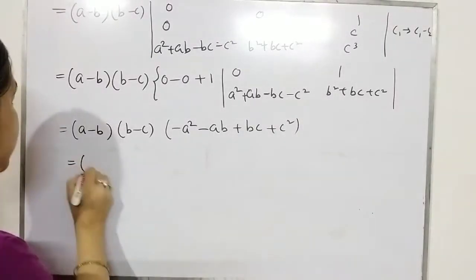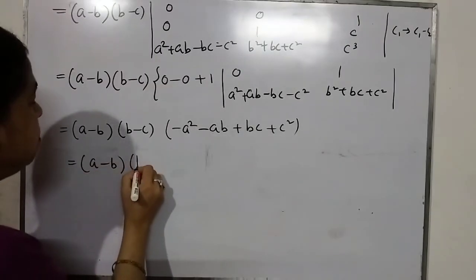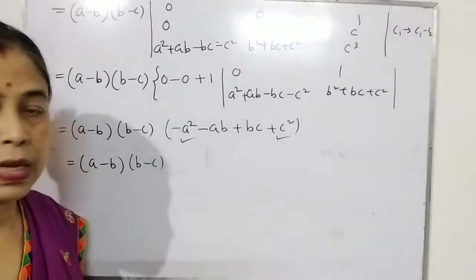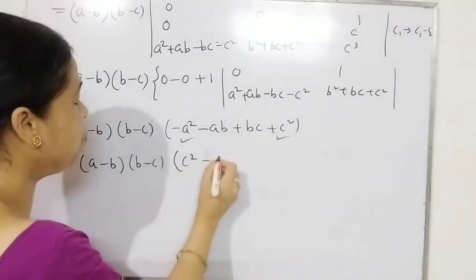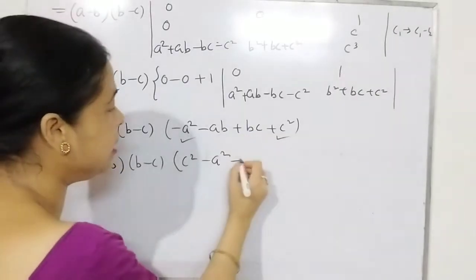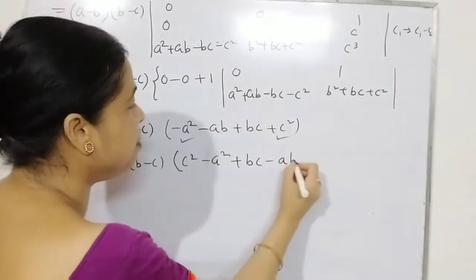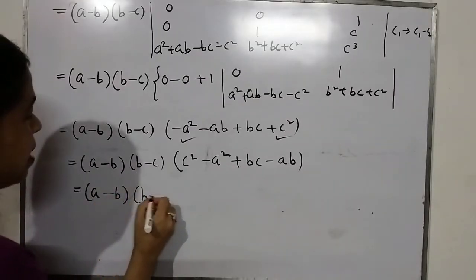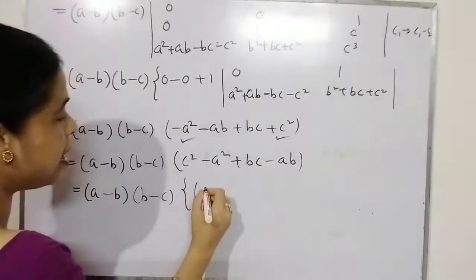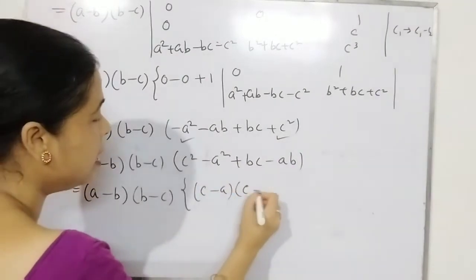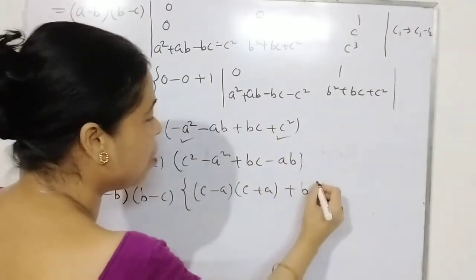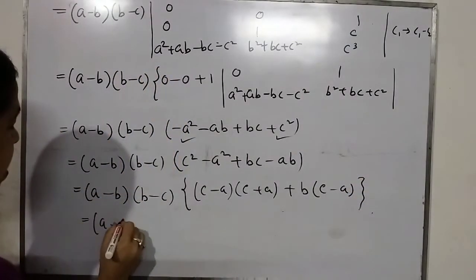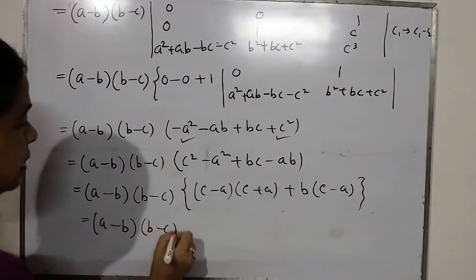First write down a minus b, b minus c. Now if I combine this together, I can bring it like this: c square minus a square, also writing b plus c first, then a minus b. Factorization is similar to algebraic expressions as you have done earlier. Here it can be written as c minus a, c plus a. Here b is common, c minus a will be there. And then we will have a minus b, b minus c.